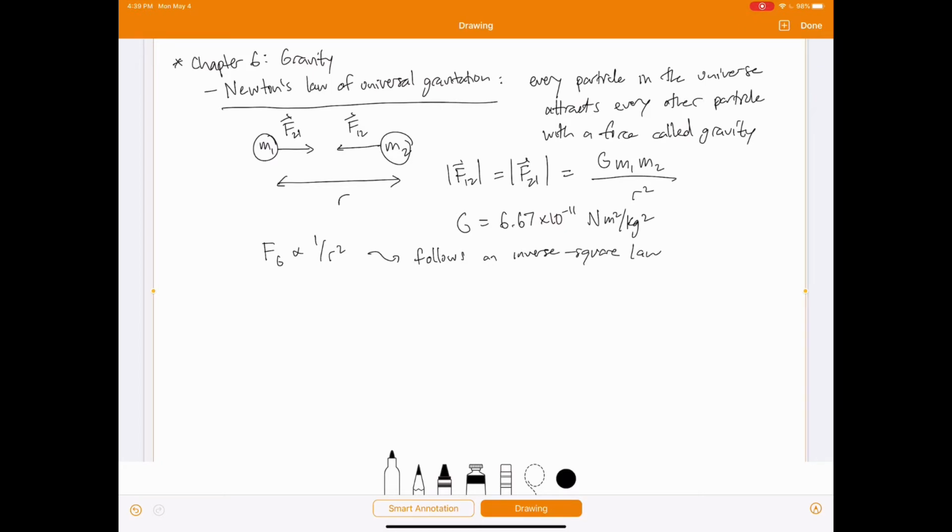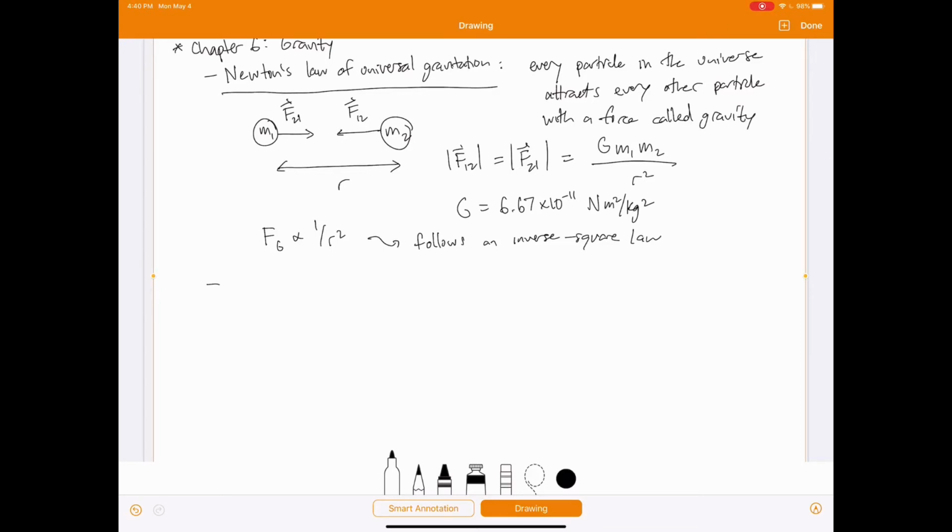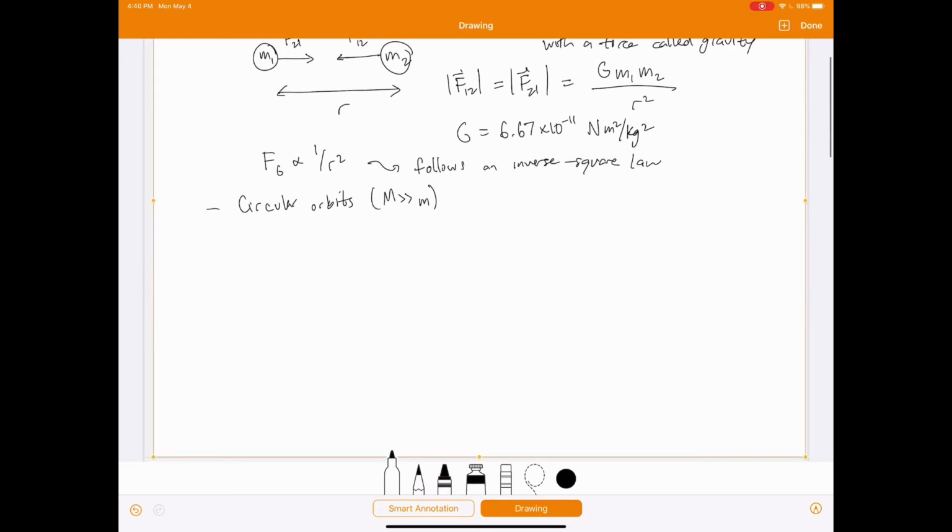Because it's the inverse of the square of the distance that gravity depends on. In other words, it's proportional to 1 over r squared. Okay, so one really useful way we can apply this now is for circular orbits. So I imagine that I have two masses, and one of them I'll call big M, and the other I'll call little m. And the assumption here is the mass big M is much, much bigger than little m. Okay, so it's sort of the dominant mass of the system.